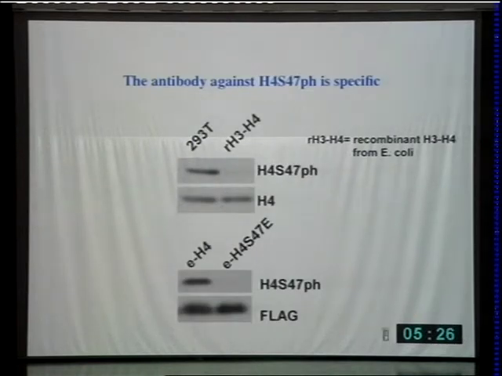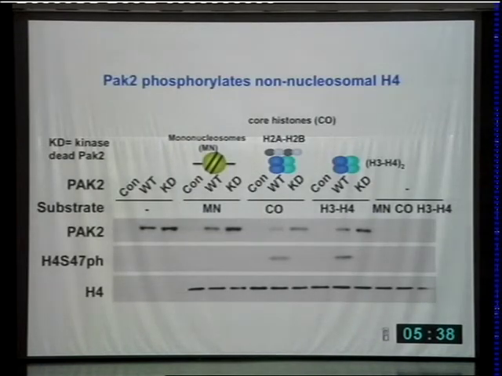So we generated antibodies that recognize this modification. And you can see that our antibody recognizes H4 in 293T cell extracts, but not recombinant H4. Using this antibody, we tested how PAK2 phosphorylates H4S47. I must say that in the very old literature, it is known that PAK2 is an H4 kinase. However, the specificity of this kinase was not tested.